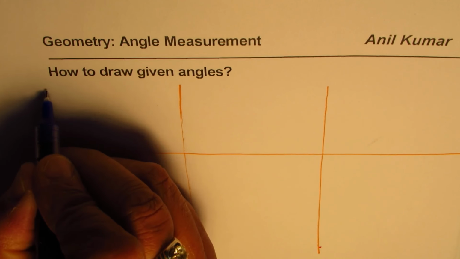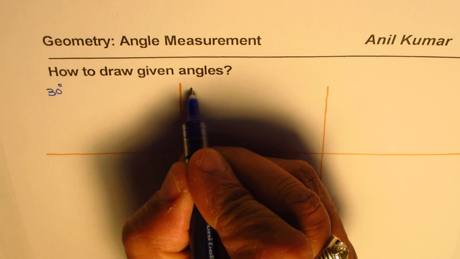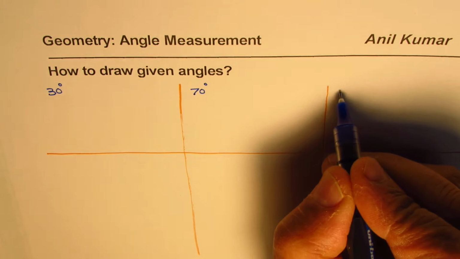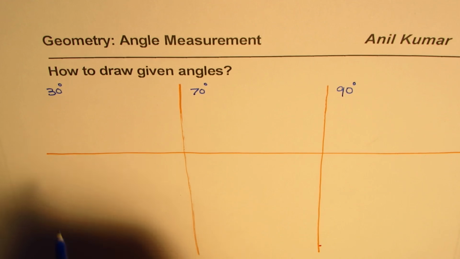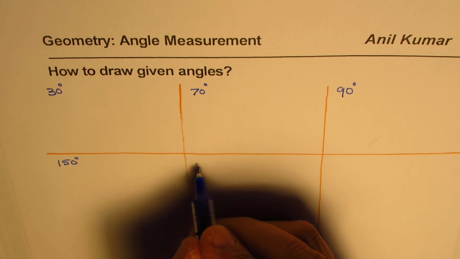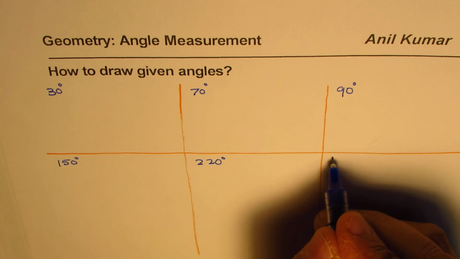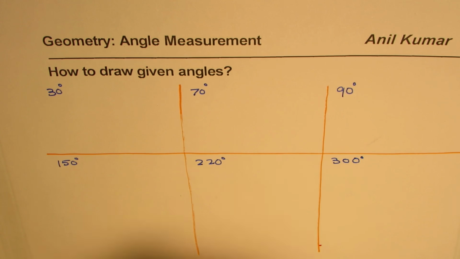It could be, let's start with 30 degrees, and let me increase this to, let's say, 70 degrees, and here 90 degrees. We could have 150 degrees. We could have 220 degrees. And let me write down 300 degrees. So let us see how to draw such angles.